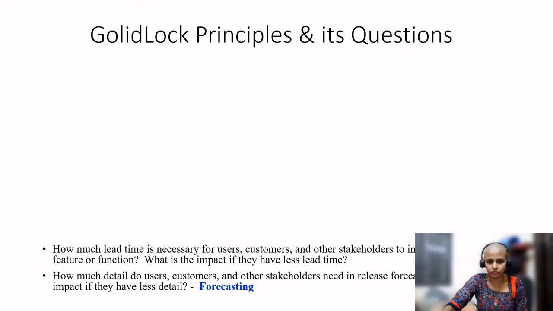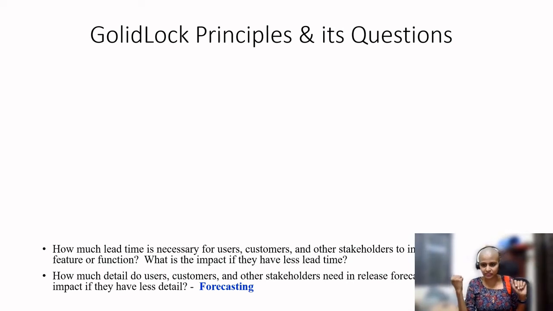And moving on to the next question, forecasting. How much lead time is necessary for users, customers, and other stakeholders to use the feature or function? What is the impact if they have less lead time? We all know what a lead time is, what a cycle time is. Lead time is nothing but the time from when we get the user needs from the stakeholders or users, to when we are delivering things to production or to the users. So collecting the requirement and delivering things, this is the so-called lead time.